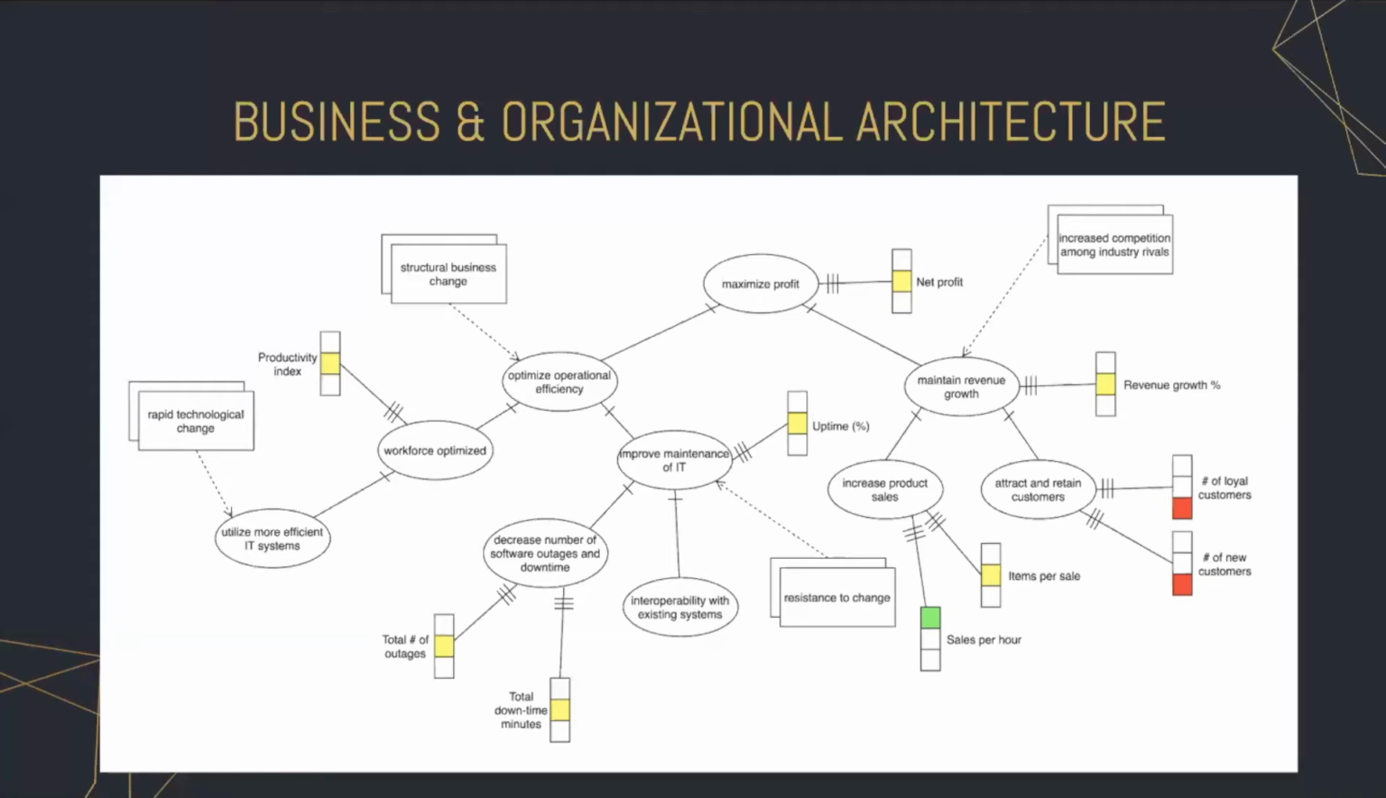On the right-hand side, we have increased product sales and attract and retain customers as the sub-goals of maintaining revenue growth. From this business intelligence model, we identified structural business change, rapid technological change, resistance to change, and increased competition among industry rivals as the four external scenarios that can arise and need to be taken into consideration.